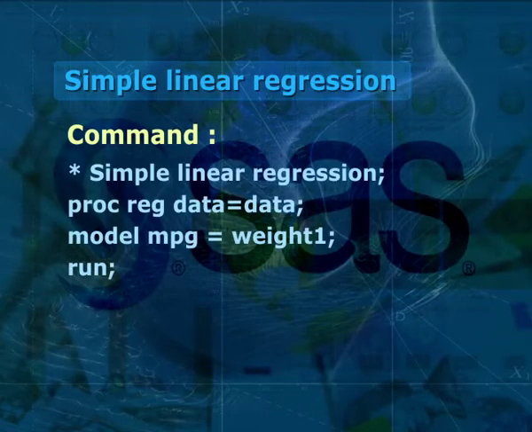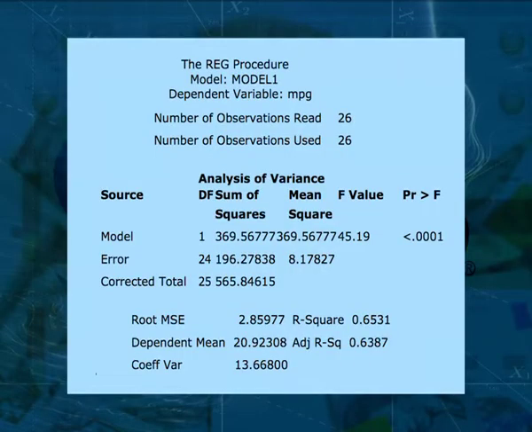Here we will take one dependent variable and one independent variable as the definition of simple linear regression states. The command for the same would be: proc reg data is equal to data, model MPG is equal to weight1, run. The results are as shown on the screen. The reg procedure, model 1, dependent variable MPG.